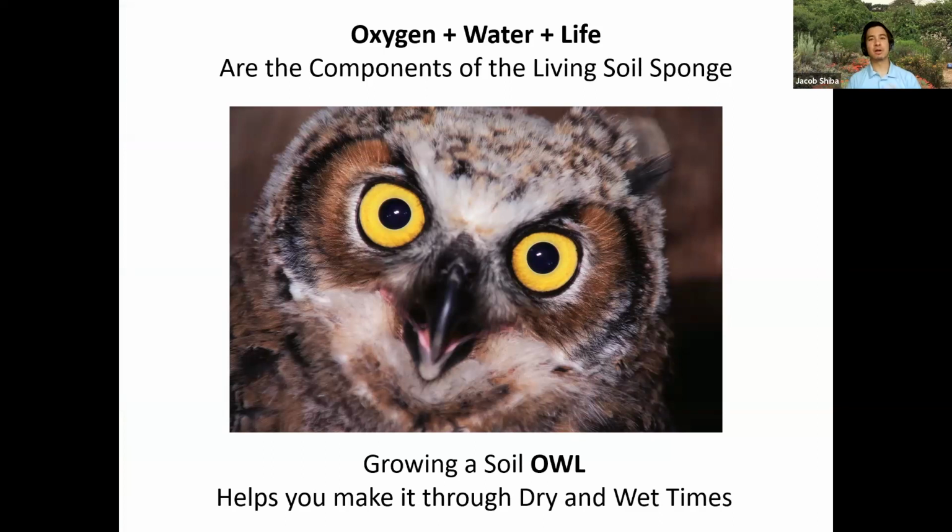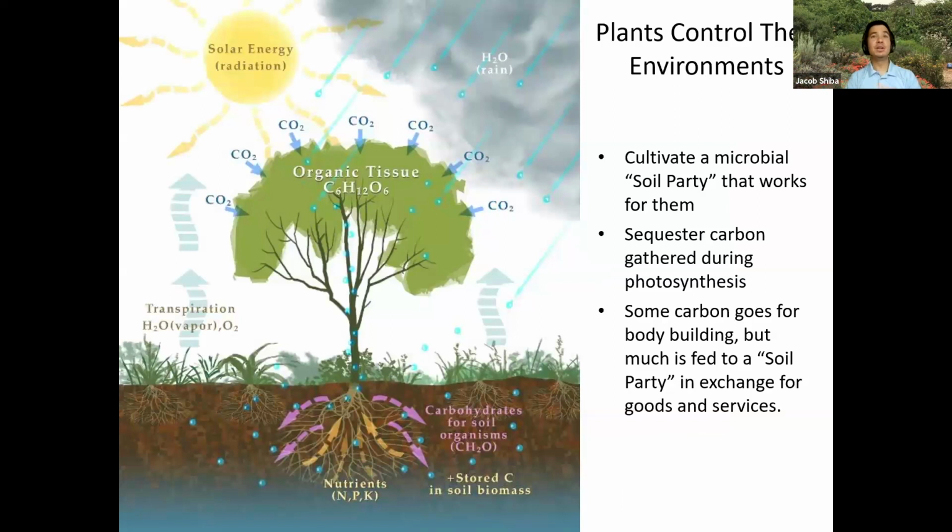And those 3 components are oxygen, water, and life. And so by maintaining these 3 components throughout your landscape, this helps to get you through dry times as well as through wet times, helps to create that healthy living soil sponge that contributes to this sustainable landscape that we're trying to grow. Now, the beauty of this landscape is that plants are in control of their own environment.